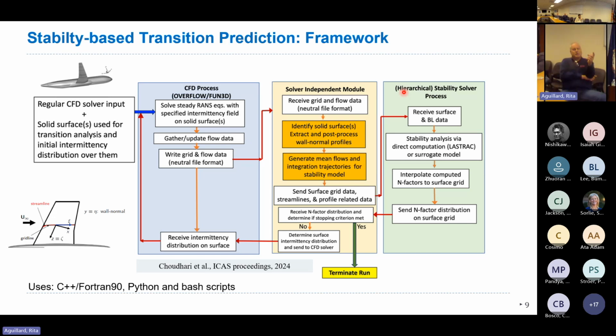Is it guaranteed that the N-factor distribution will converge eventually? Or can it cycle? We have some kind of under-relaxation, so eventually it does, but there are caveats, so I'll get into that.